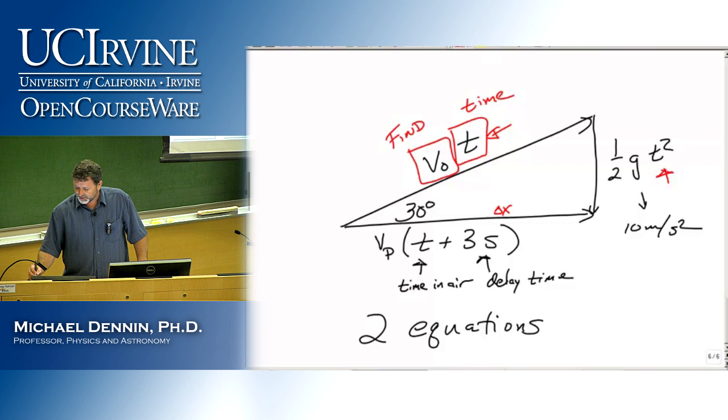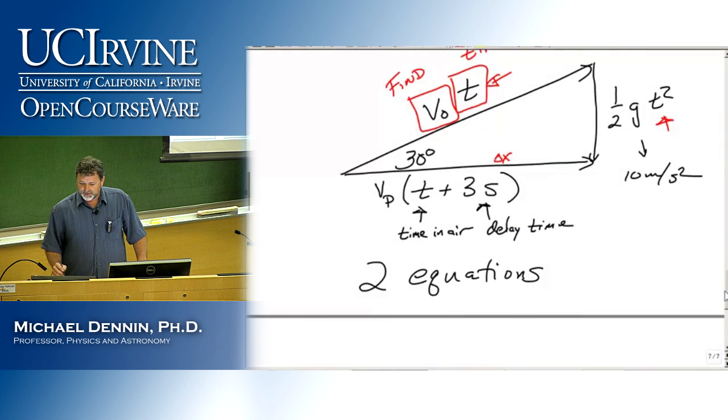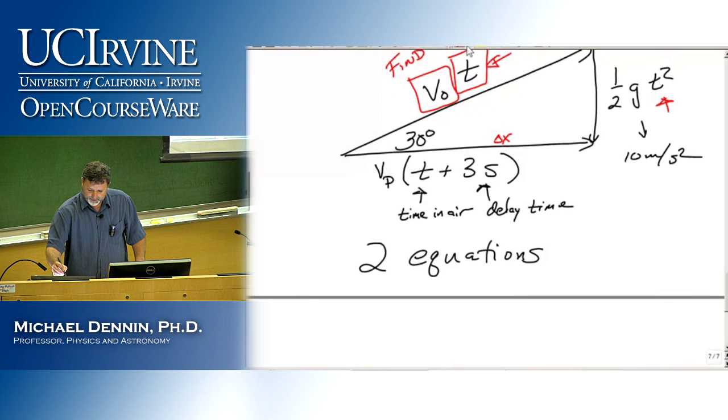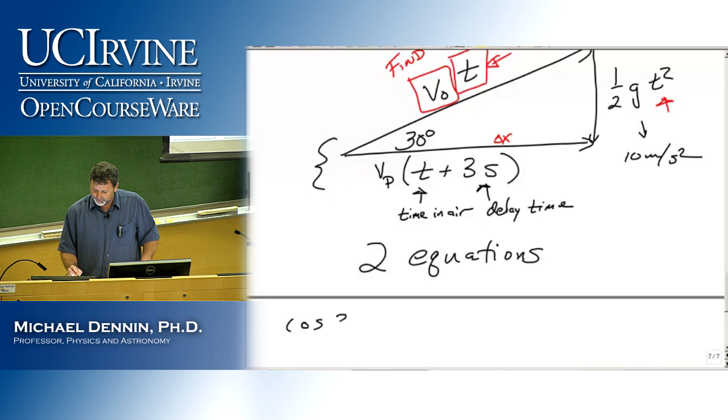So now, how do we actually solve it? Since I've drawn it really big, I can't fit it on the screen anymore. But what we notice, there are lots of different ways we can do this one. I'm going to go with, let's first take our cosine equation from here. So cosine of 30 would equal Vp times t plus 3 seconds over V naught t.